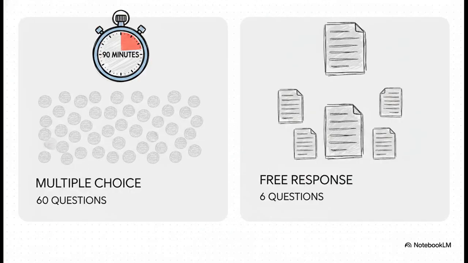Now here's where it gets interesting. You get 90 minutes for each section. That's equal. But look at the number of questions. You've got 60 multiple choice questions versus just 6 free response questions. That should be a huge light bulb moment. It tells you that not all points on this test are created equal, not by a long shot.